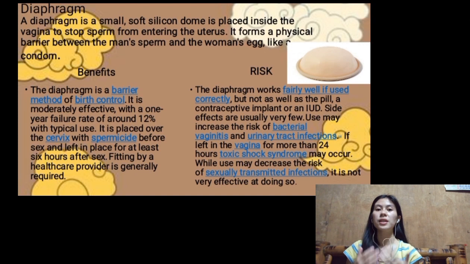The risk, which is using diaphragms, can take practice and requires keeping track of the hours. The diaphragm works fairly well if used correctly, but not as well as the pill, contraceptive implant or an IUD. Ang mga side effects ay kadalasan nagpapakaunti or maaaring pataasin ng paggamit ang panganib ng bacterial vaginitis at infection sa ihi kung naiwan sa ari ng higit sa 24 na oras. Maaari mangyari ang toxic shock syndrome.